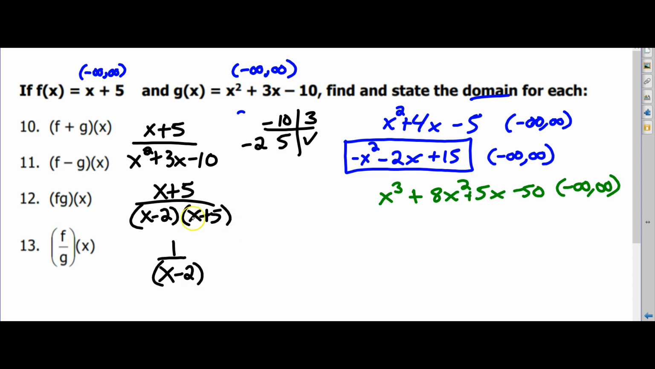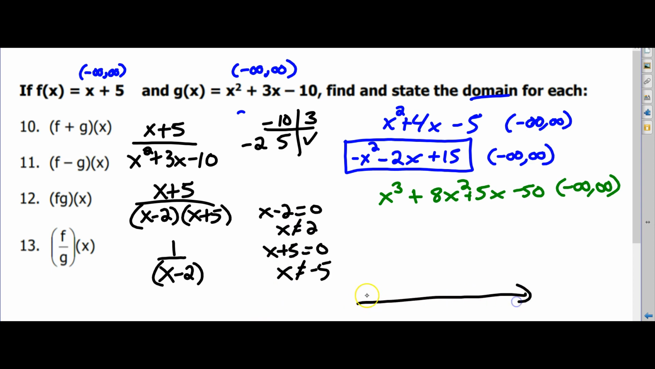However, for my domain, I have to take into account that if x is negative 5, it still makes this thing 0. So just because it cancels doesn't mean that doesn't affect the domain. So my domain, I've got to know, when does this equal 0? Well, x minus 2 equals 0 when x equals 2, and x plus 5 equals 0 when x equals negative 5. So I can't have x being negative 5, I can't have x equaling 2. So I need to exclude that from my domain.